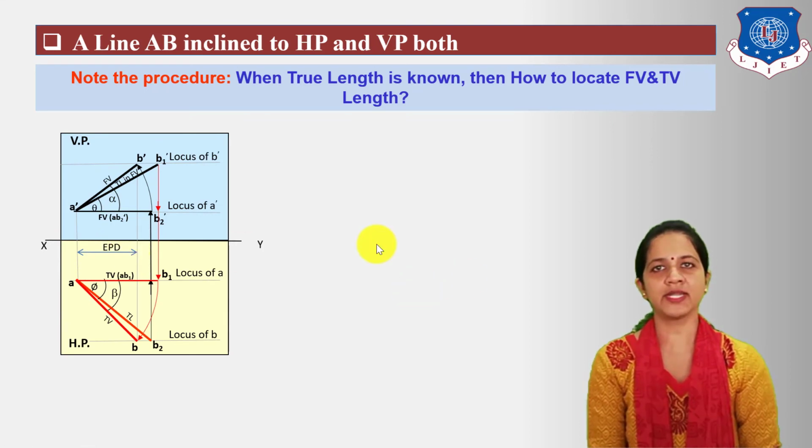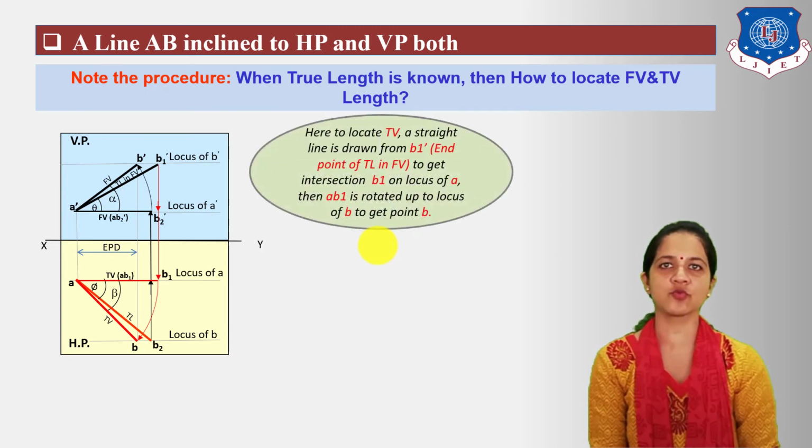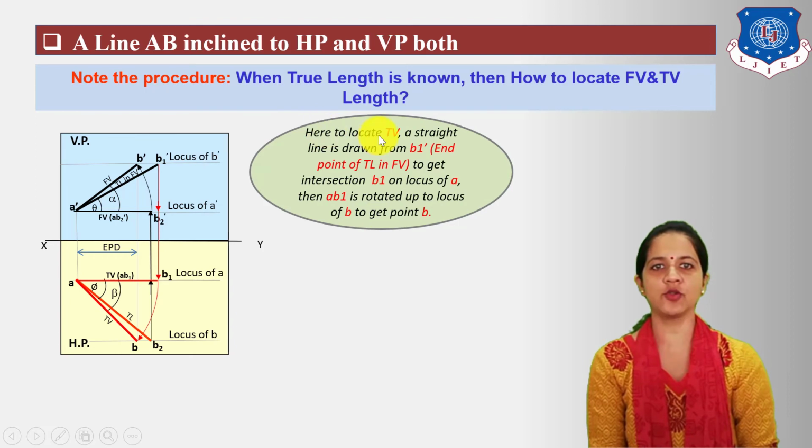Now here, what is the conclusion for finding front view and top view length when true length is given? Here, to locate the top view, a straight line is drawn from the B1 dash point, which is the end point of true length in front view, to get the intersection B1 on the locus of A. Then AB1 is rotated up to the locus of B to get point B.